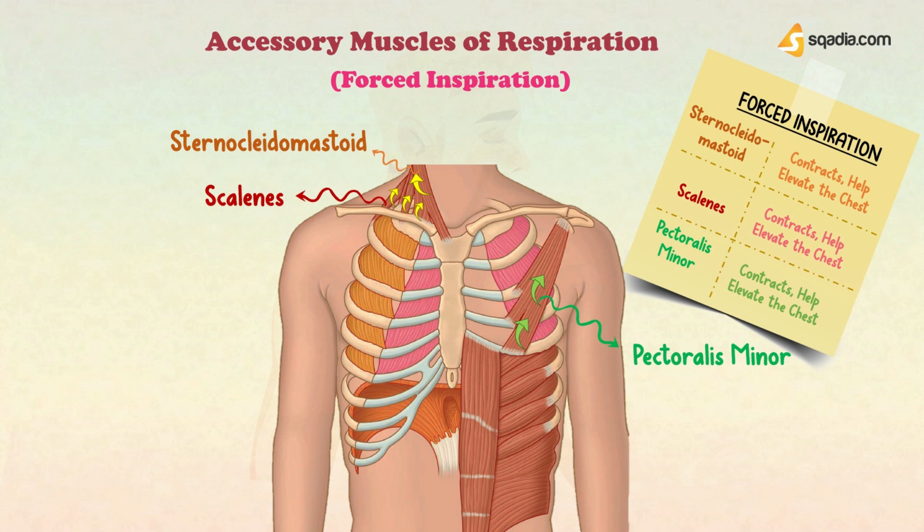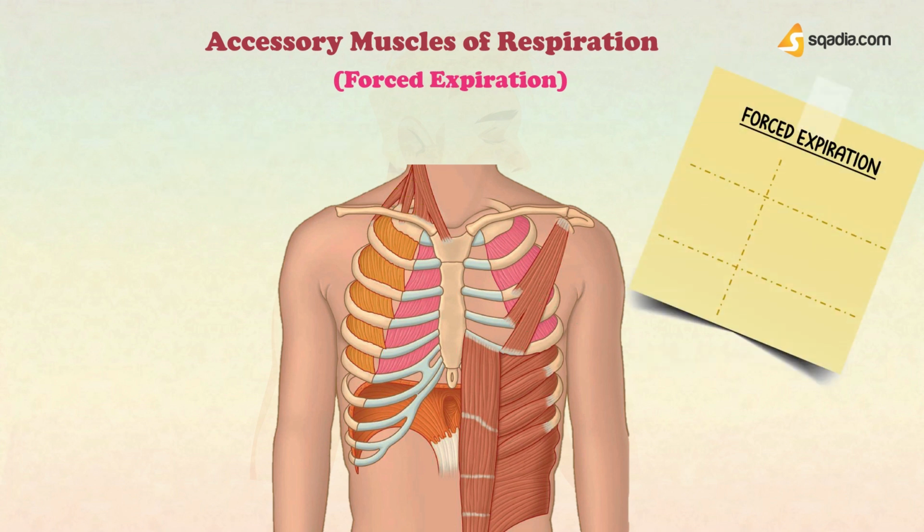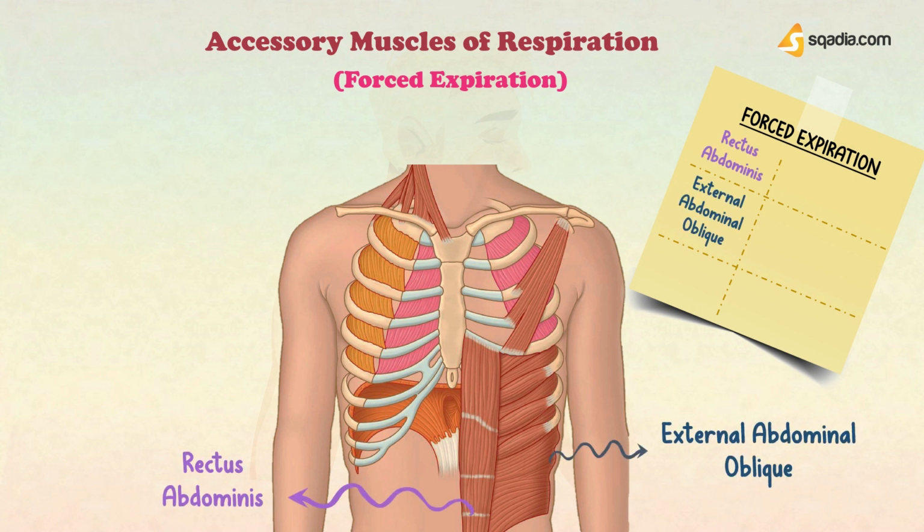During forced expiration, such as when singing or shouting, the muscles of the abdomen, rectus abdominis and external abdominal obliques, contract to pull down the lower ribs and sternum, as the internal intercostals pull the other ribs downward. This further reduces chest size to expel air more rapidly.